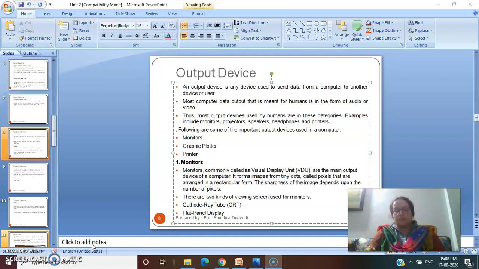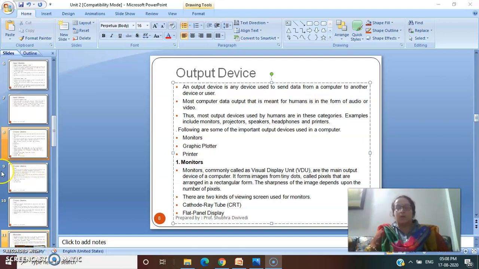Then the second type of output devices that we will talk about is your printers. You can also easily see whatever you have typed. Suppose you have typed something and saved it in a document, you can print that document and you can easily see the output. And the third type of output device that we will be covering is your graphic plotters. So first let's talk about the monitors.